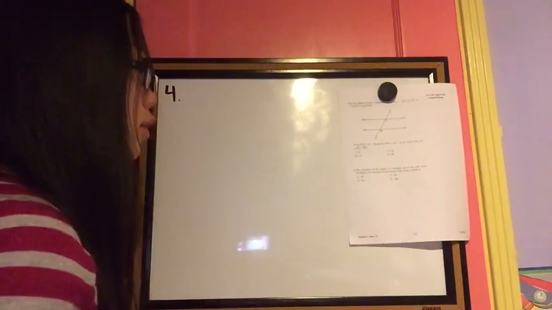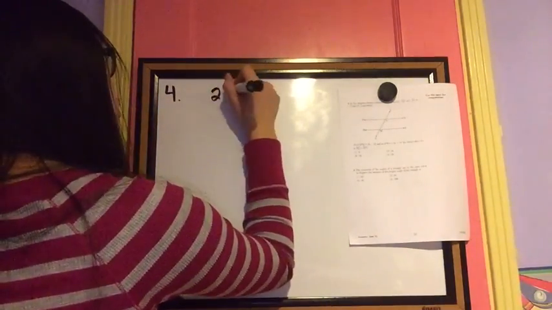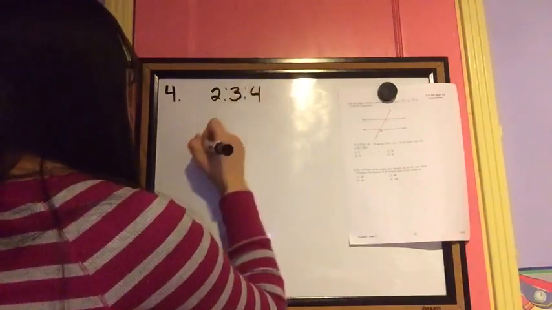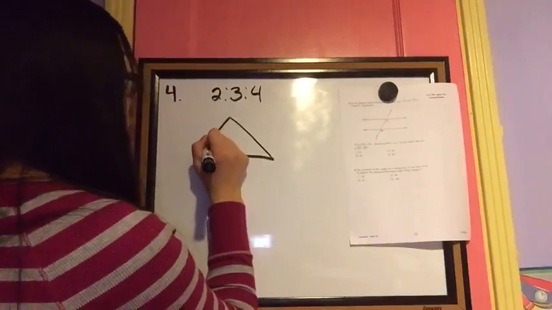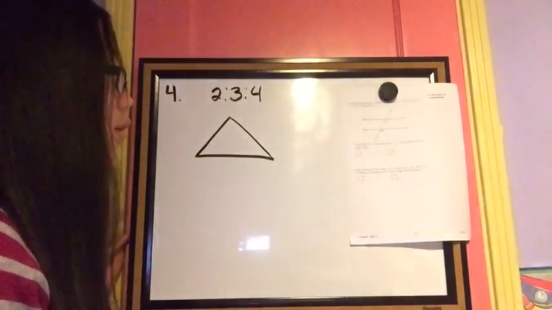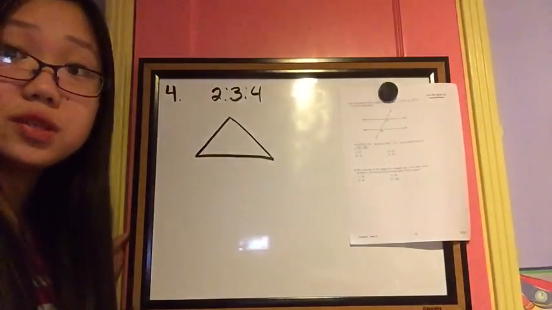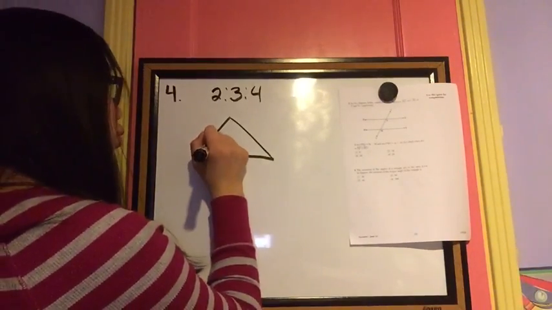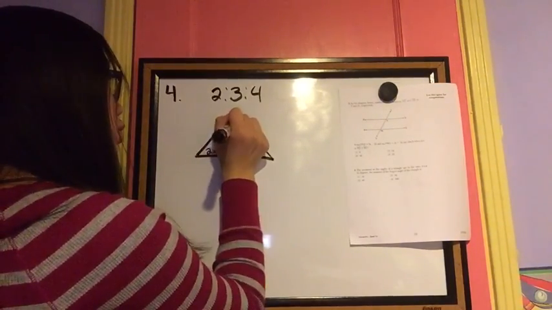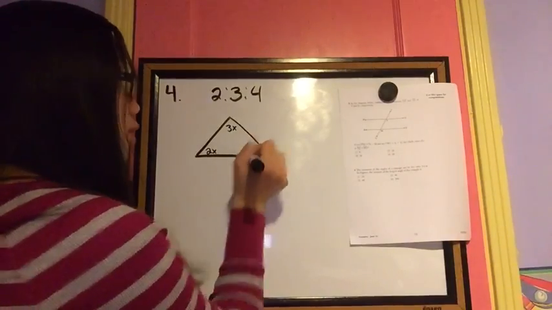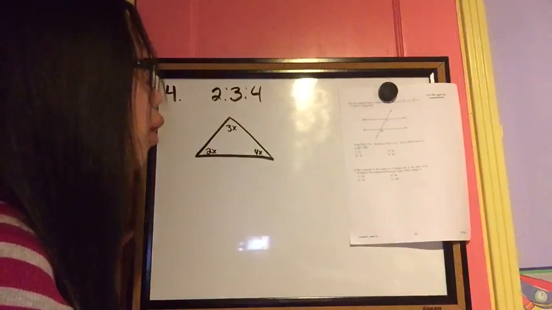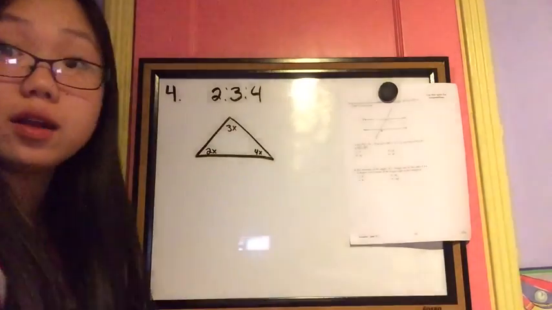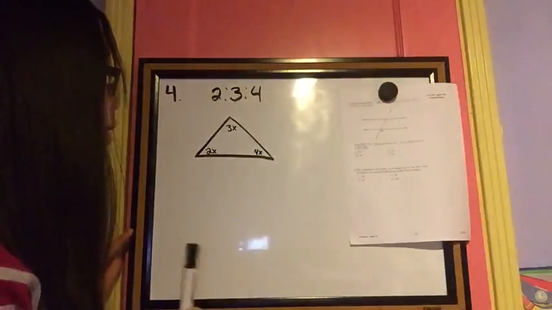So in number 4, it says that the angles of a triangle are in the ratio 2 to 3 to 4. So if we have a triangle, the angles are 2 to 3 to 4. To find the actual measure, you must use x as your variable. So this would be 2x to 3x to 4x. This way you can find x, which would be an actual measurement. So all of the angles of a triangle add up to 180. So you can use that to find x.